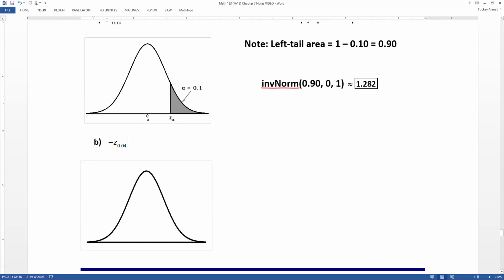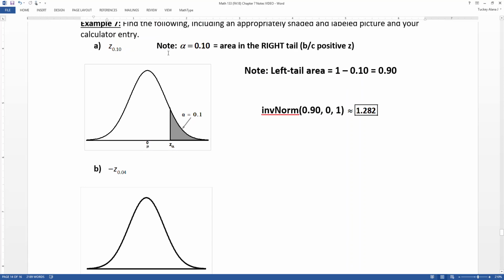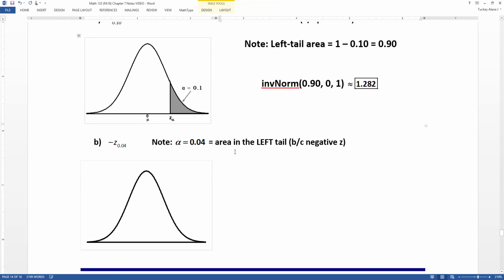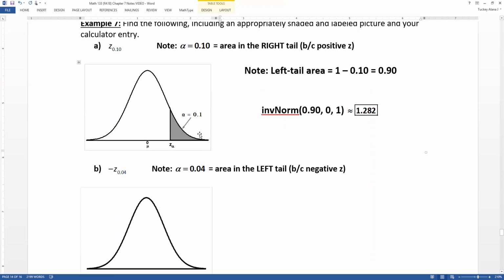Okay, now what about this one, letter B? Well, this is a negative z.04. That means that the area in the tail is 0.04, but it's on the left tail this time because it's a negative z. Okay, so now let's think about the picture for a second. When I go to get this picture from the computer program, I'm going to be shading on the left side, but I'm only going to shade 4%, which is going to be a smaller amount shaded than I have here for 0.10. So just keep that in mind.